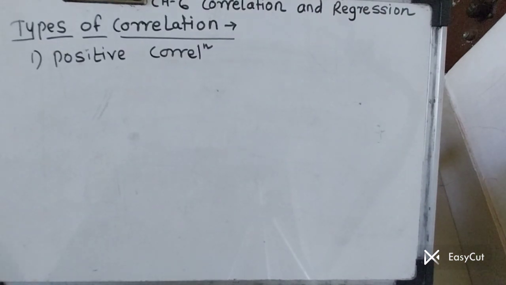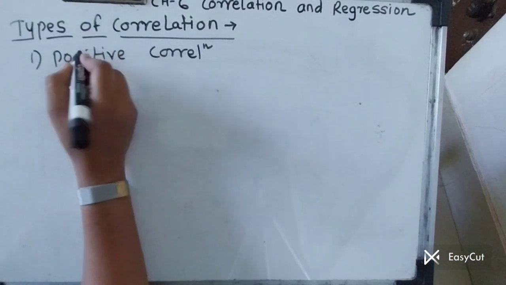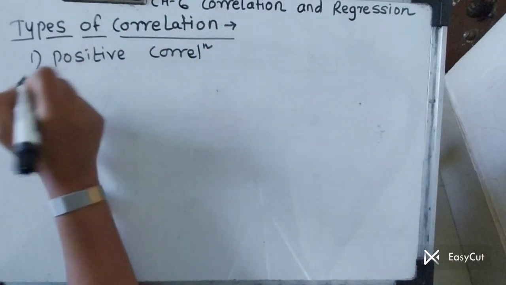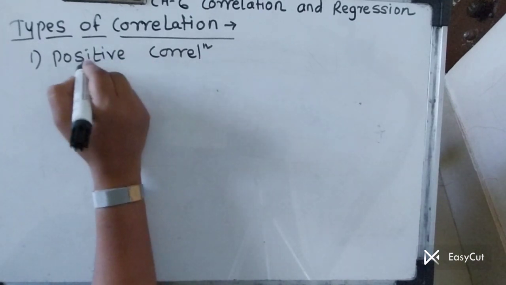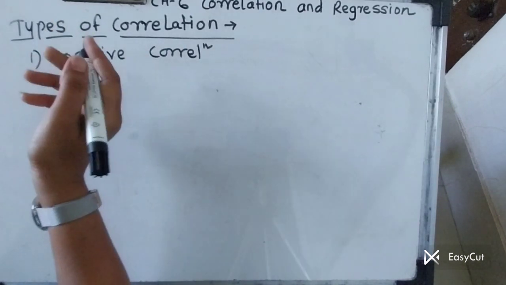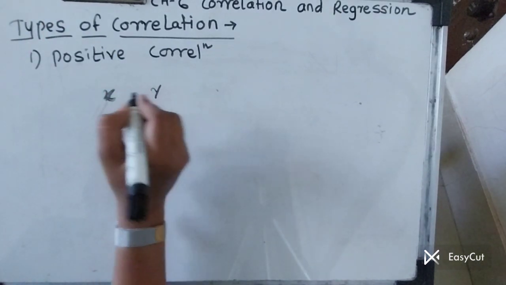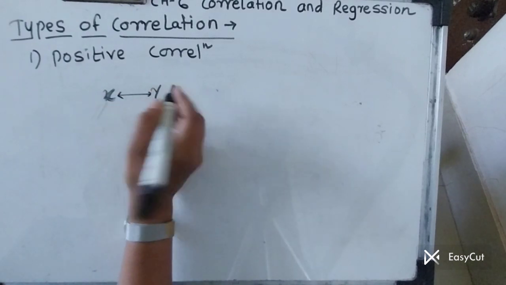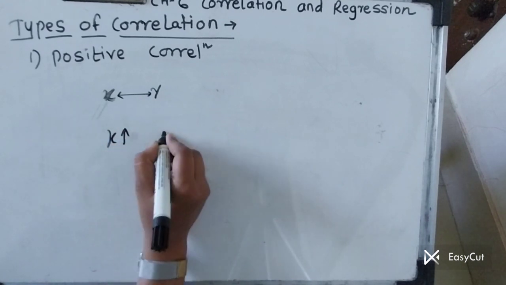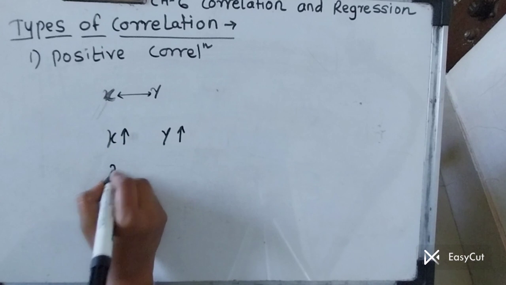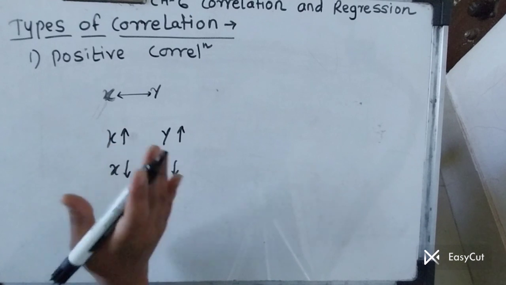Next topic is the types of correlation. There are three types of correlation: positive correlation, negative correlation, and no correlation. So what is the positive correlation? Positive correlation means x and y are highly correlated with each other. How is it? Suppose x increases, y also increases. X decreases, y also decreases. Then we call it a positive correlation.